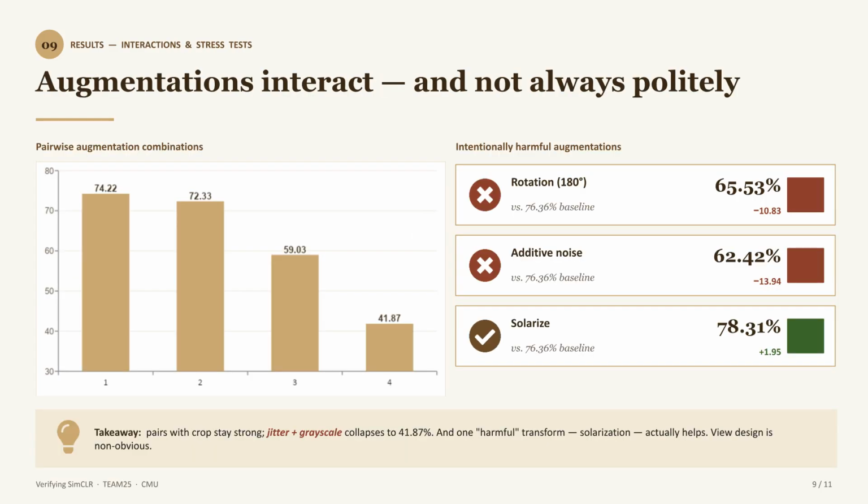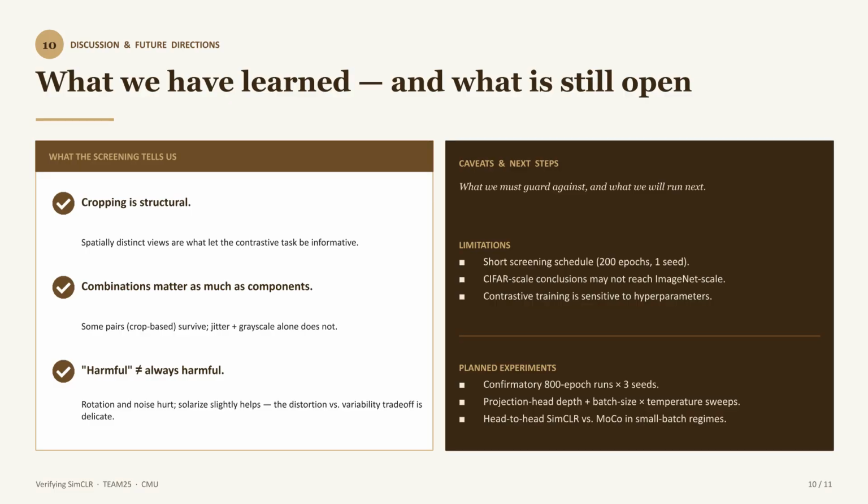From the interactions and stress test ablations, we see that color-anchored pairs stay strong. Among harmful augmentations, rotation and noise hurt significantly, but solarization, which looks aggressive, actually improves accuracy. That anomaly is what motivates our proposed contribution. The standard recipe treats augmentation composition as a universal fixed pipeline, but our results show that augmentation utility is dependent on the dataset. Solarization helps on CIFAR-10, although it has been classified as harmful in the standard taxonomy.